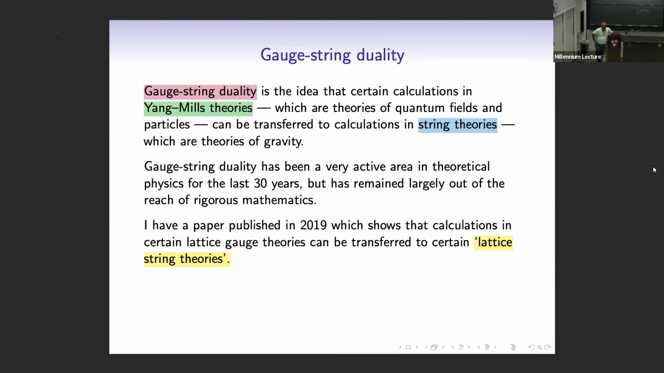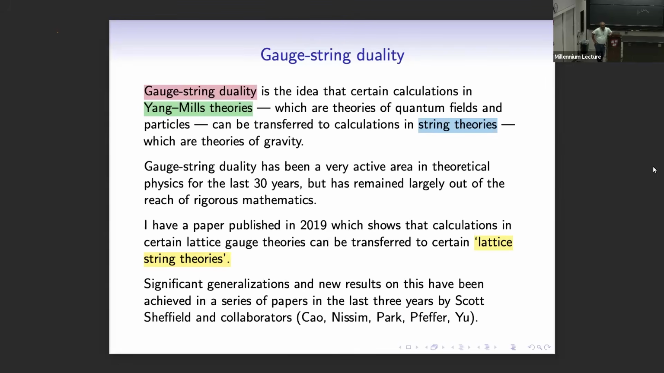So I have a paper published in 2019, which shows that calculations in certain lattice gauge theories can be transferred to certain lattice string theories in what's called the large N and two-hoofed limit. So it gives some rigorous results, at least, that you can do this transfer. And this has recently been rejuvenated by Scott Sheffield here and his collaborators, who have done quite deep investigations and extensions of these things from a different perspective. And so this seems like a promising direction.